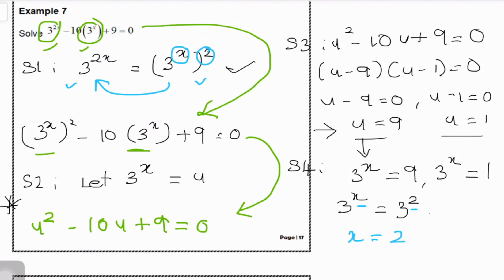So the same step for the next one. So 3 to the power of x equal to 1. So remember, any base that has power 0 will equal to 1. So by comparing the index here, you know that x equal to 0. So now we already managed to solve the equation involving indices. So the answer is x equal to 2 and x equal to 0.